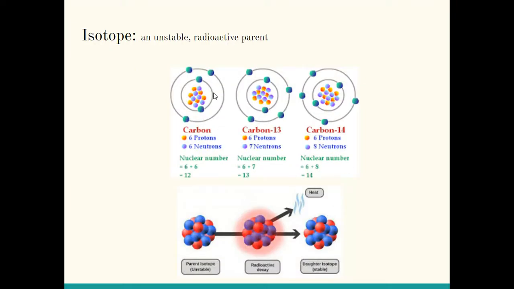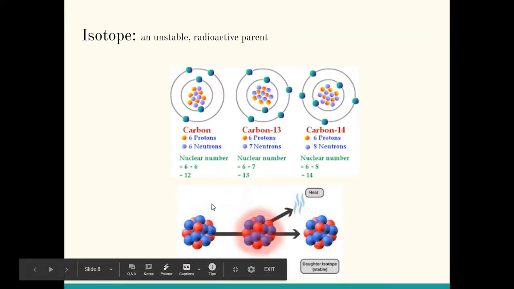So here's a term, isotope. An isotope could be an unstable reactive parent. Here are isotopes for carbon: carbon-12, carbon-13, carbon-14. They all have 6 protons, but to make it an isotope, they would have different neutrons. So this carbon-14 has 6 protons and 8 neutrons. So that's making it unstable.